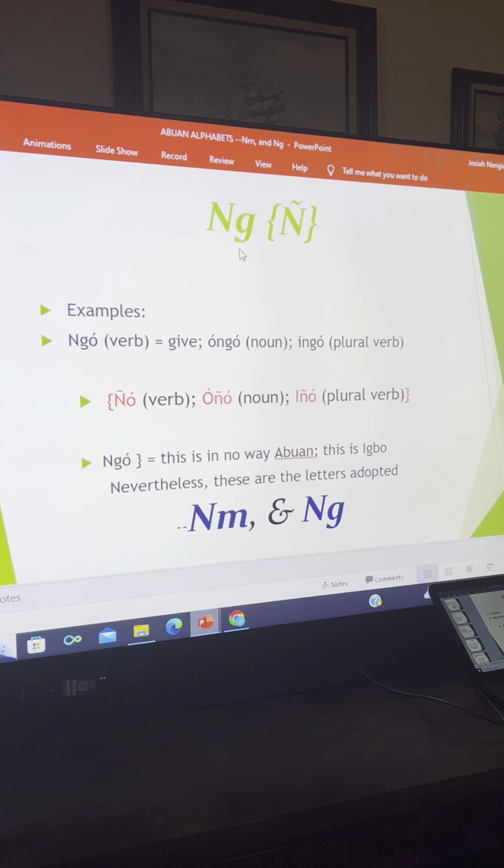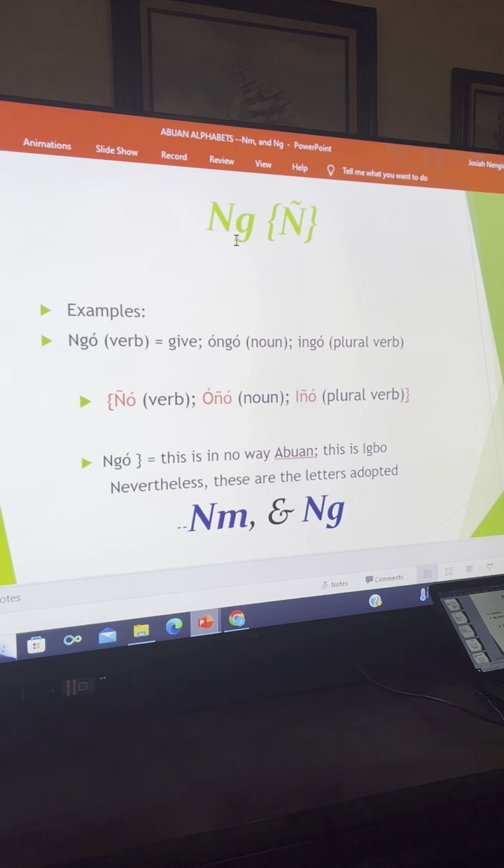That would take us to the NG combo. This is the other one that I mentioned. This is strange to the Abuan language. You cannot put N in front of another consonant. The N will be silent, okay? But here we are asked to pronounce this as nga, nga or ngi. This is ngi, nga. So semi-nasal sound, nga. All right?